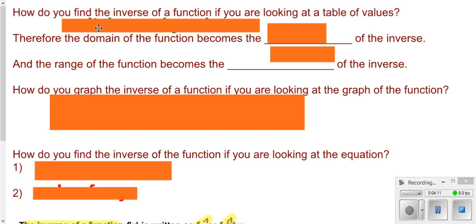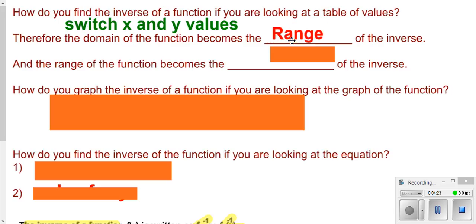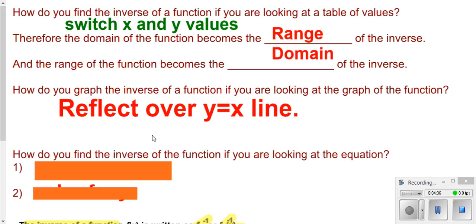So how do we find inverse functions if we're looking at a table of values? Well, what did we do before? We just switched our x and y. We had also just said that the domain of your function becomes the range of your inverse. And the range of your original function becomes the domain of your inverse. And how do we find an inverse function if you're looking at the graphs? We had said that you just reflected over the y equals x line.